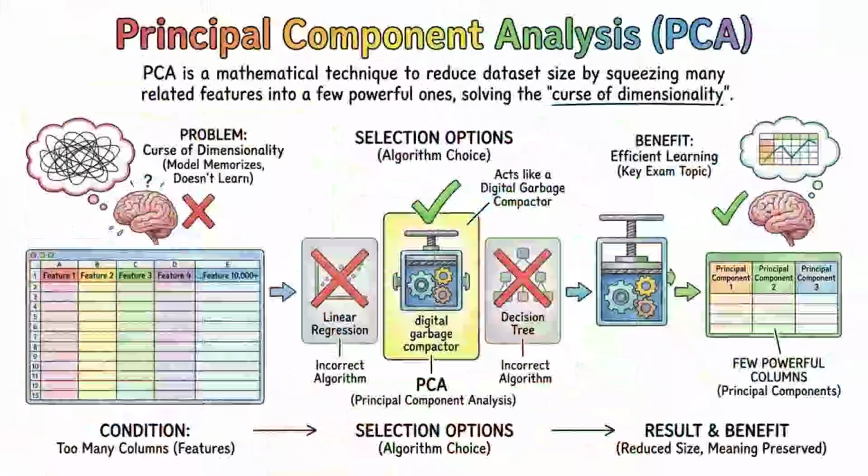Sometimes you will find yourself with way too many engineered features, perhaps thousands of different columns, which can cause your model to blindly memorize the data instead of actually learning from it. This dangerous problem is known as the curse of dimensionality, and we solve it using a mathematical trick called principal component analysis, widely known as PCA. PCA acts like a digital garbage compactor, carefully squeezing hundreds of related columns down into just a few incredibly powerful columns without losing the original underlying meaning. PCA is one of the most heavily tested mathematical algorithms on the exam, specifically used for reducing the sheer physical size of your dataset.